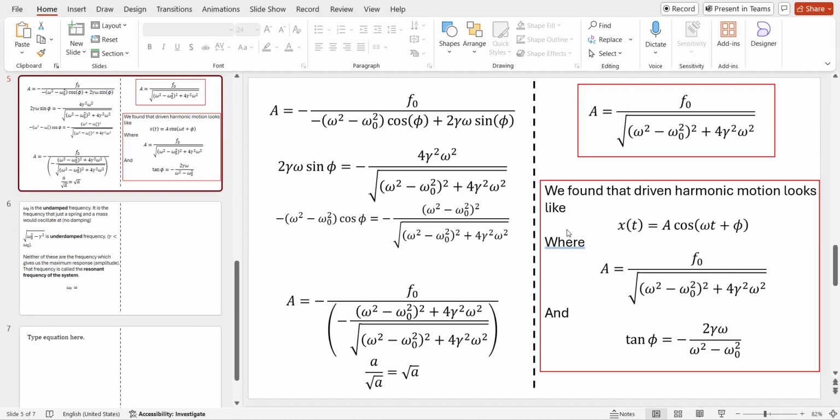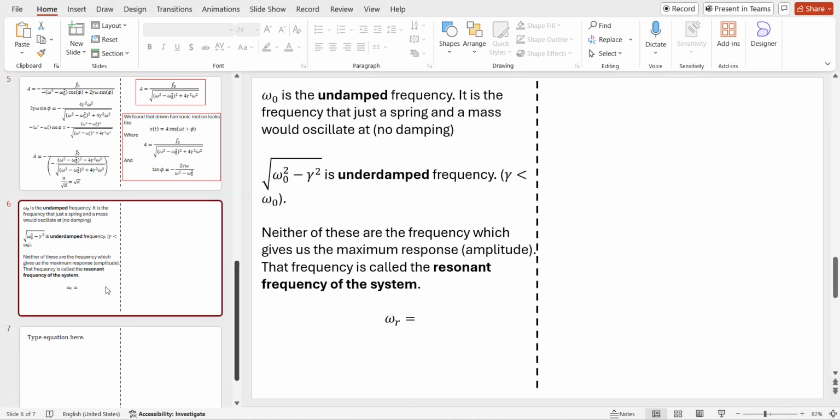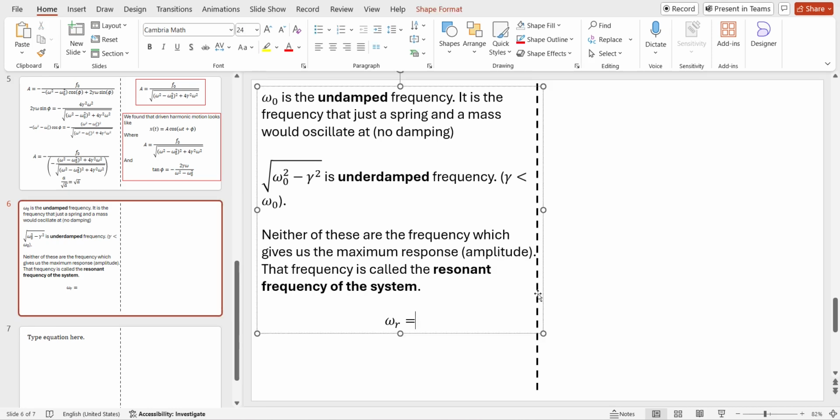Okay, I think this is me coming back. So what you should have found was that omega r, the frequency that maximizes the response, was the square root of omega naught squared minus 2 times gamma squared. So it's very similar to the underdamped frequency, but it's actually a little bit lower, which is good. That's what we've been seeing.